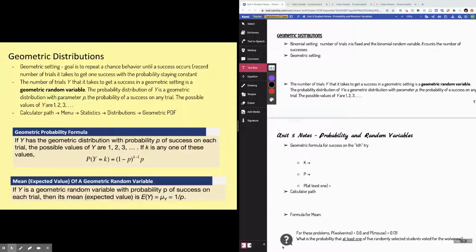So just to remind you, in a binomial setting or a binomial random variable, the goal is that you have a fixed number of trials and you're trying to count how many successes you get within those fixed number of trials. A geometric setting is a little bit different, okay? In a geometric setting, the goal is to repeat a chance behavior, so drawing a card from a deck of cards, flipping a coin, rolling a die, etc., until a success occurs.